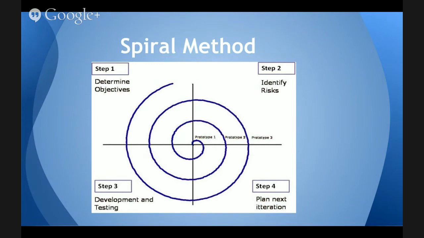Next, we have the spiral method. The spiral model is made up of 4 phases. Phase 1, determine objectives. Phase 2, identify risks. Phase 3, development and testing. And phase 4, plan for the next iteration. You can continually go through those phases over and over like a spiral. The upside of this is its flexibility. Changes are easy to make. However, the downside is there's no real endpoint, so a project could go on past its due date.